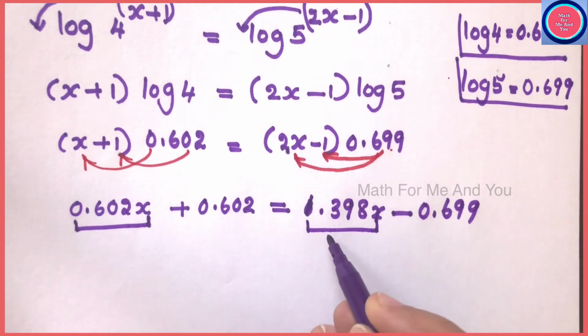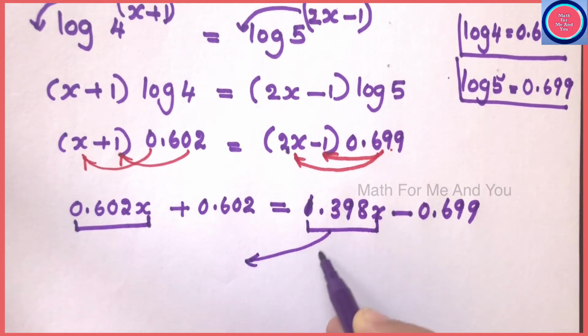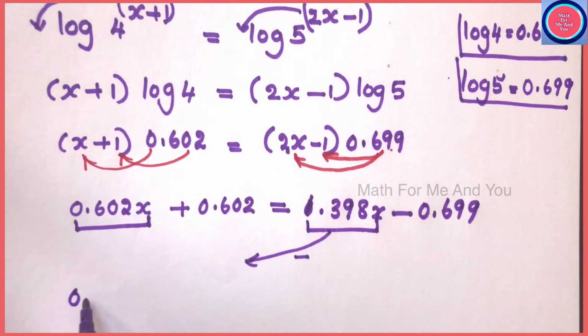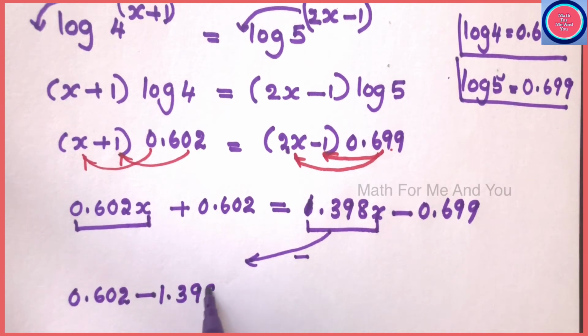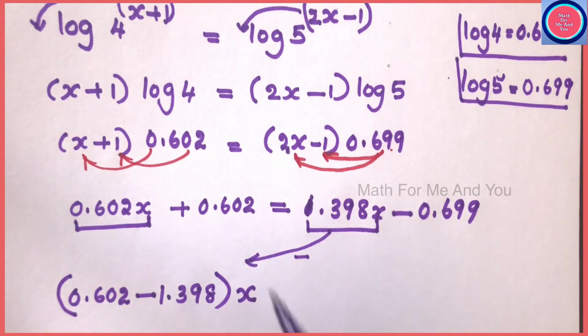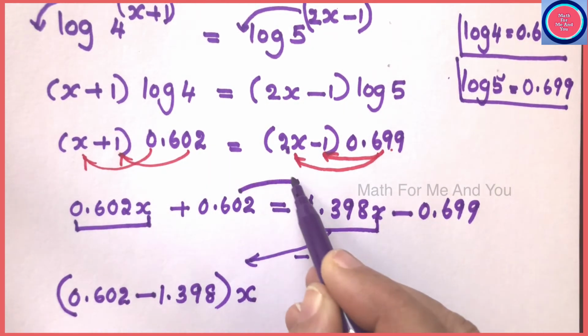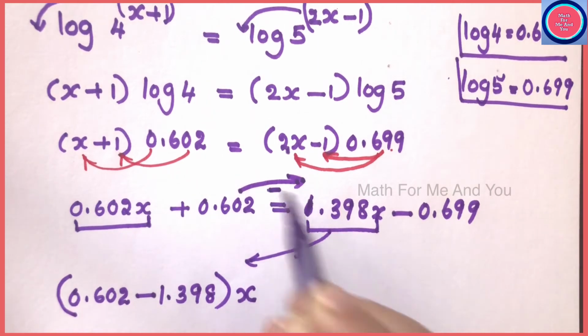Collect the x terms on one side. That means we can move 1.398x to the left side. It becomes a negative term. When we write 0.602, then the next term coming to the left side as a negative number, 1.398. These are the x terms. So write the numbers after that x. Then we collect the numbers without x and keep them on the right side of the equation.